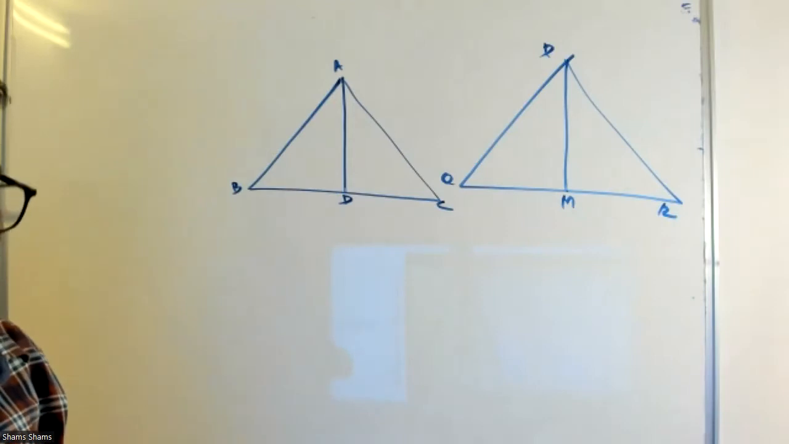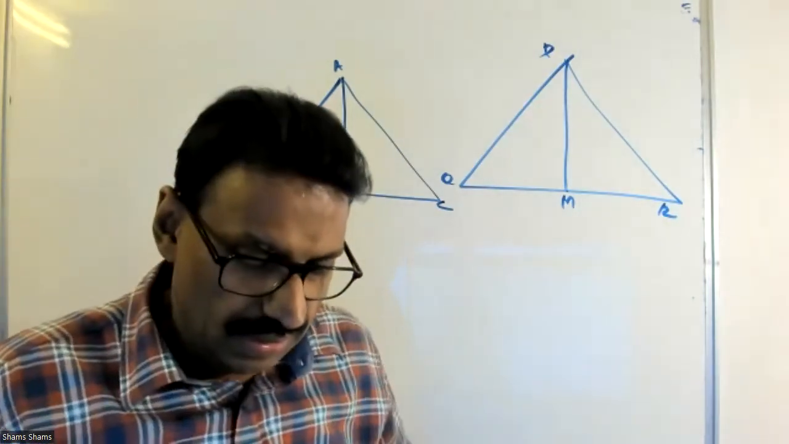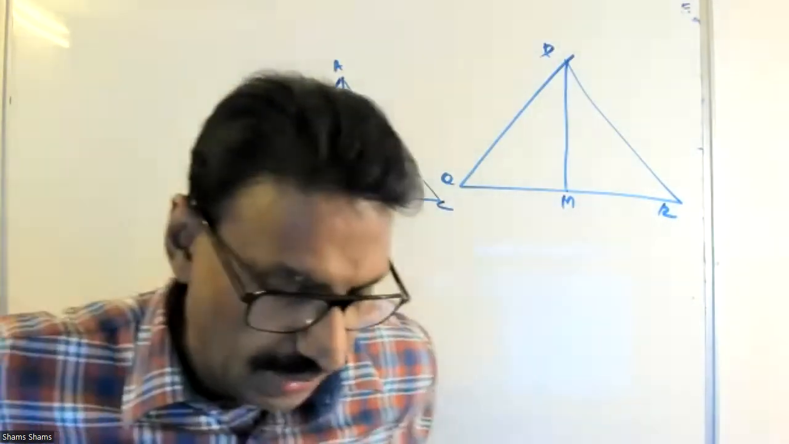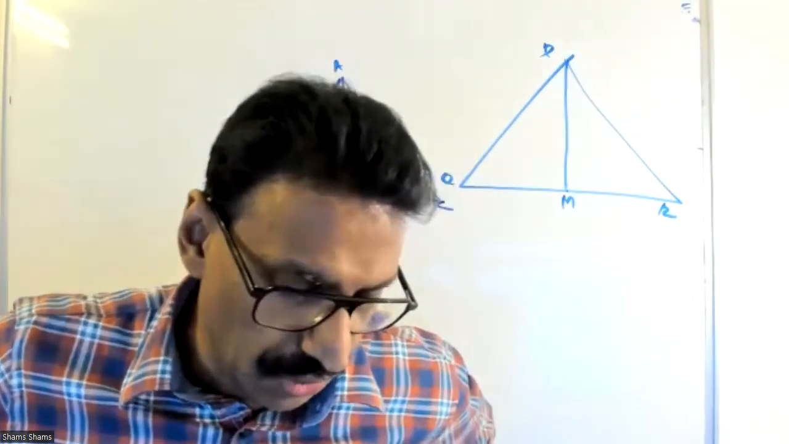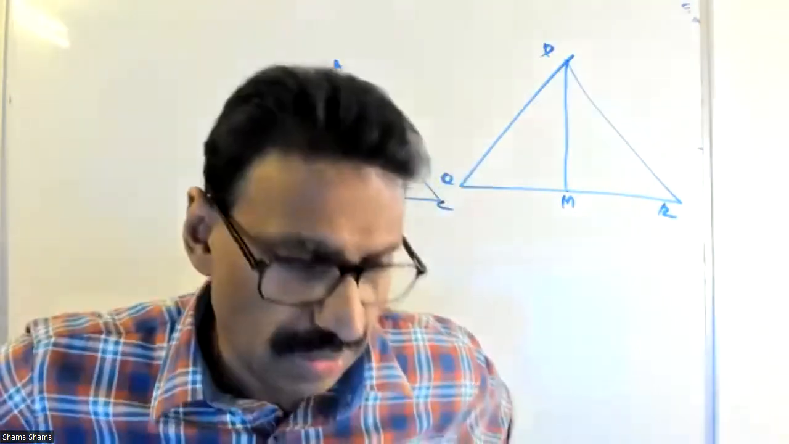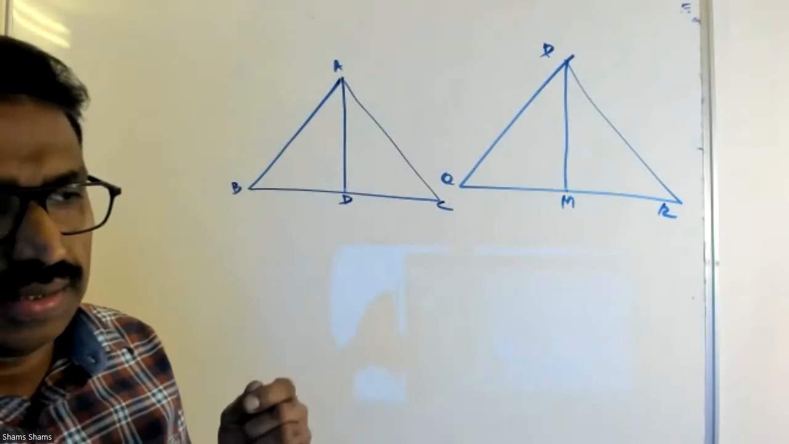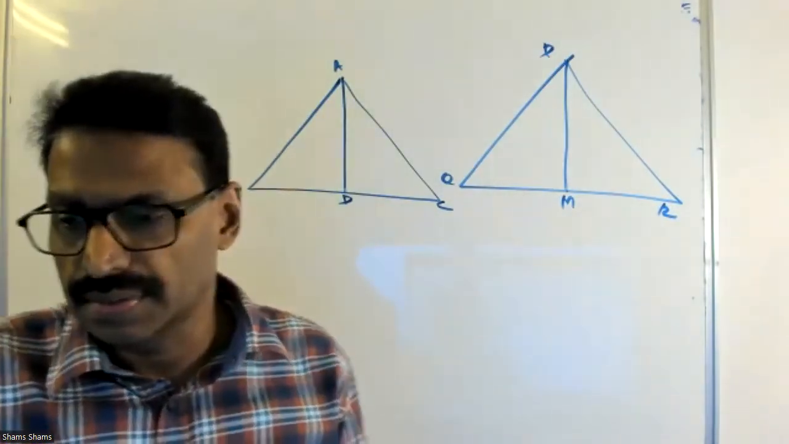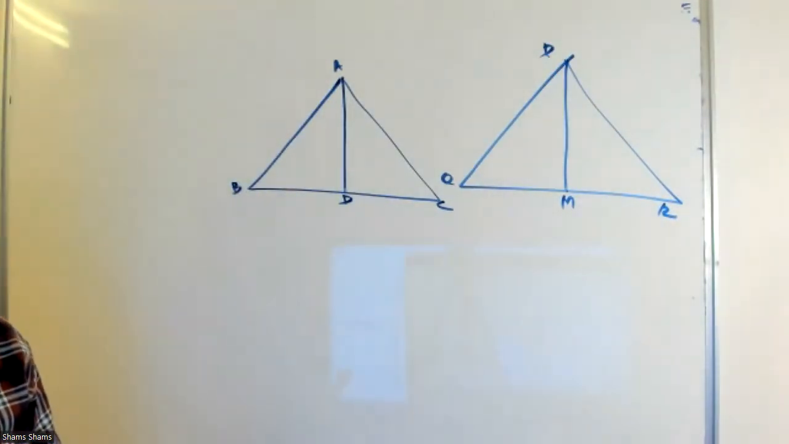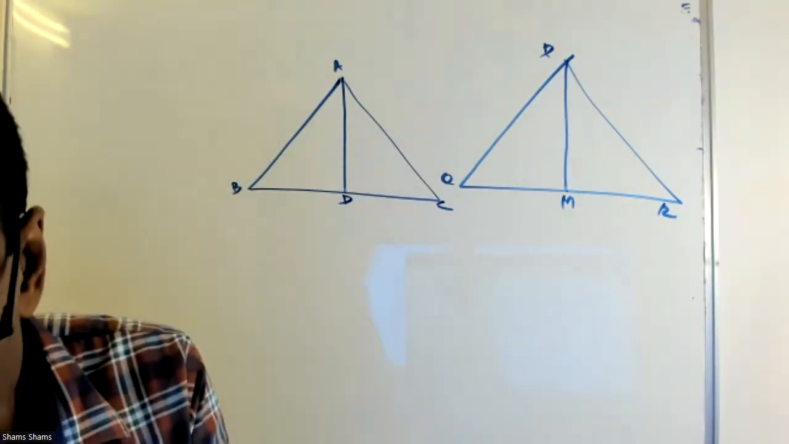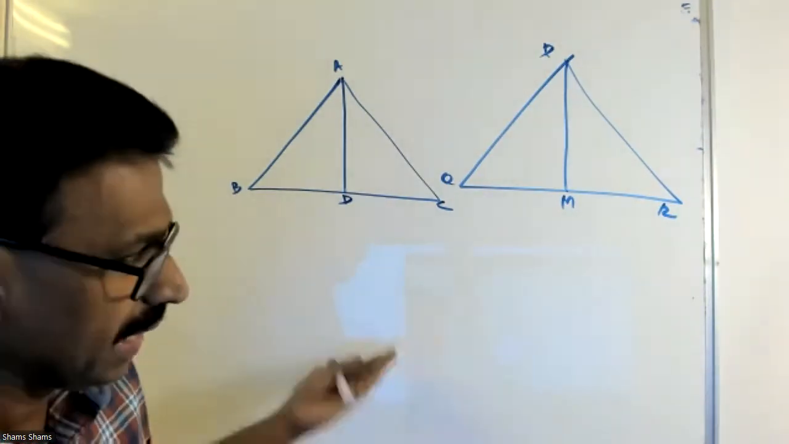So this question: sides AB, AC, and median AD of triangle ABC are respectively proportional to sides PQ, QR, and median PM of another triangle. Like that, how can we write it another way? Sarah? Like the previous question Niveda just read, the same way, how can we read this question?